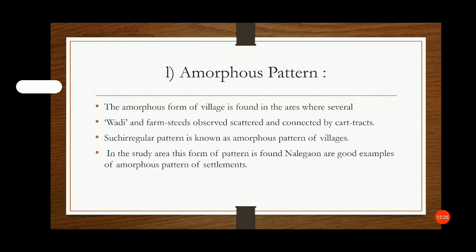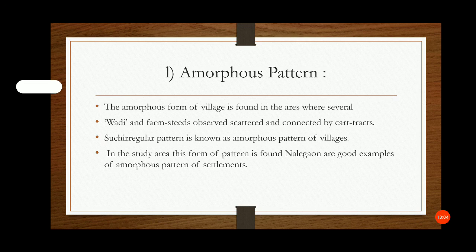Amorphous pattern. This pattern of village is found in areas where several wadis and farms stand scattered or connected by cart tracks. Such an irregular pattern is known as an amorphous pattern in the village.